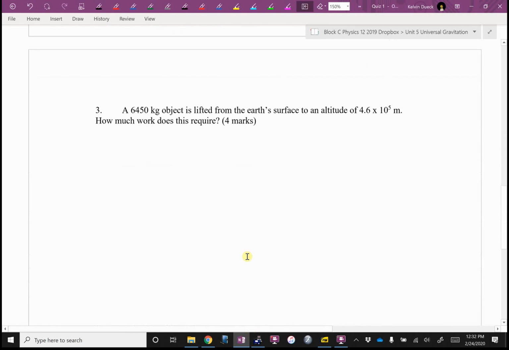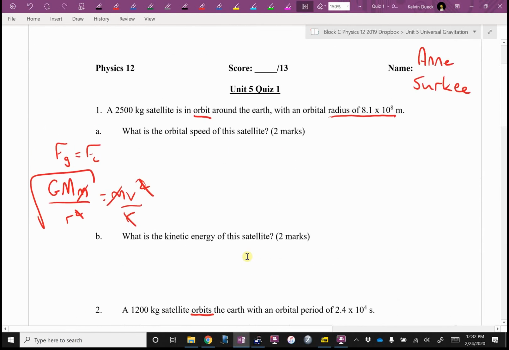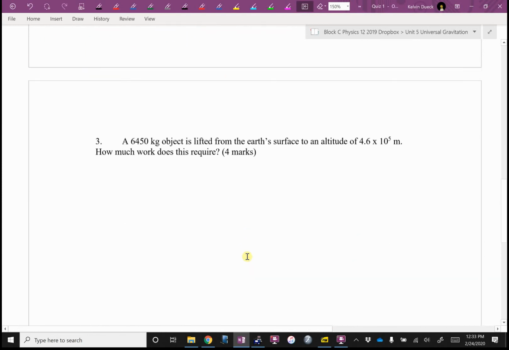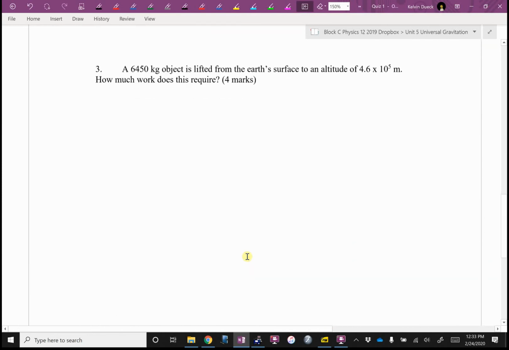Number 3. So 1A and 2A were orbit gravities that's pulling me in a circle. 3 is asking me to find what, James? So change in potential plus change in kinetic.